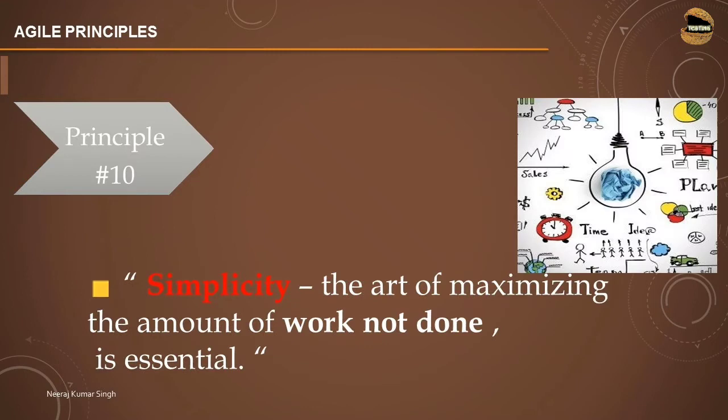Principle number 10. When you talk about simplicity, the art of maximizing the amount of work not done is essential. I think this creates a contradictory impression when you read it for the first time. You are actually increasing the work which is not supposed to be done, and that is called essential, or probably the simplicity of Agile. It simply means: please eliminate those unwanted activities, unwanted tasks which are not supposed to be done at that point of time.